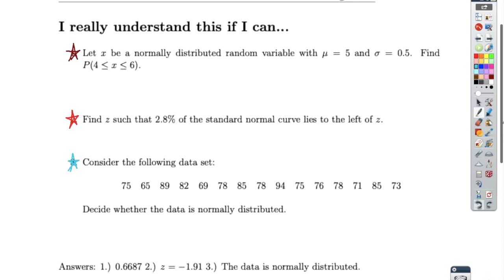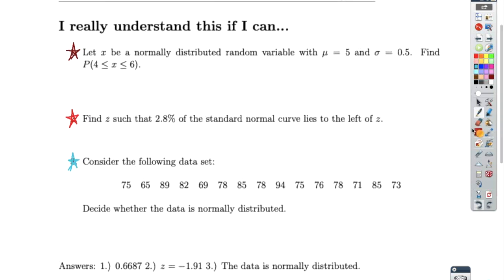Okay, so hopefully you've had a chance to try all of these problems. So let's go through these. The first one says, let x be a normally distributed random variable with mean equals 5 and standard deviation 0.5. And our job is to find the probability that x is between 4 and 6.